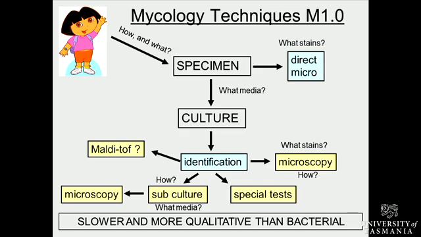Very occasionally, there may be one or two special tests that you do that might be a key test in clinching your identification. But most times it's about this: microscopy, subculturing, and more microscopy.